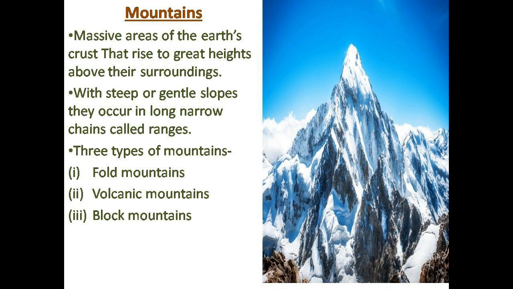Mountains are massive areas of the earth's crust that rise to great heights above their surroundings. They may have steep or gentle slopes and occur in long, narrow chains called ranges. There are three main types of mountains: fold mountains, volcanic mountains, and block mountains.